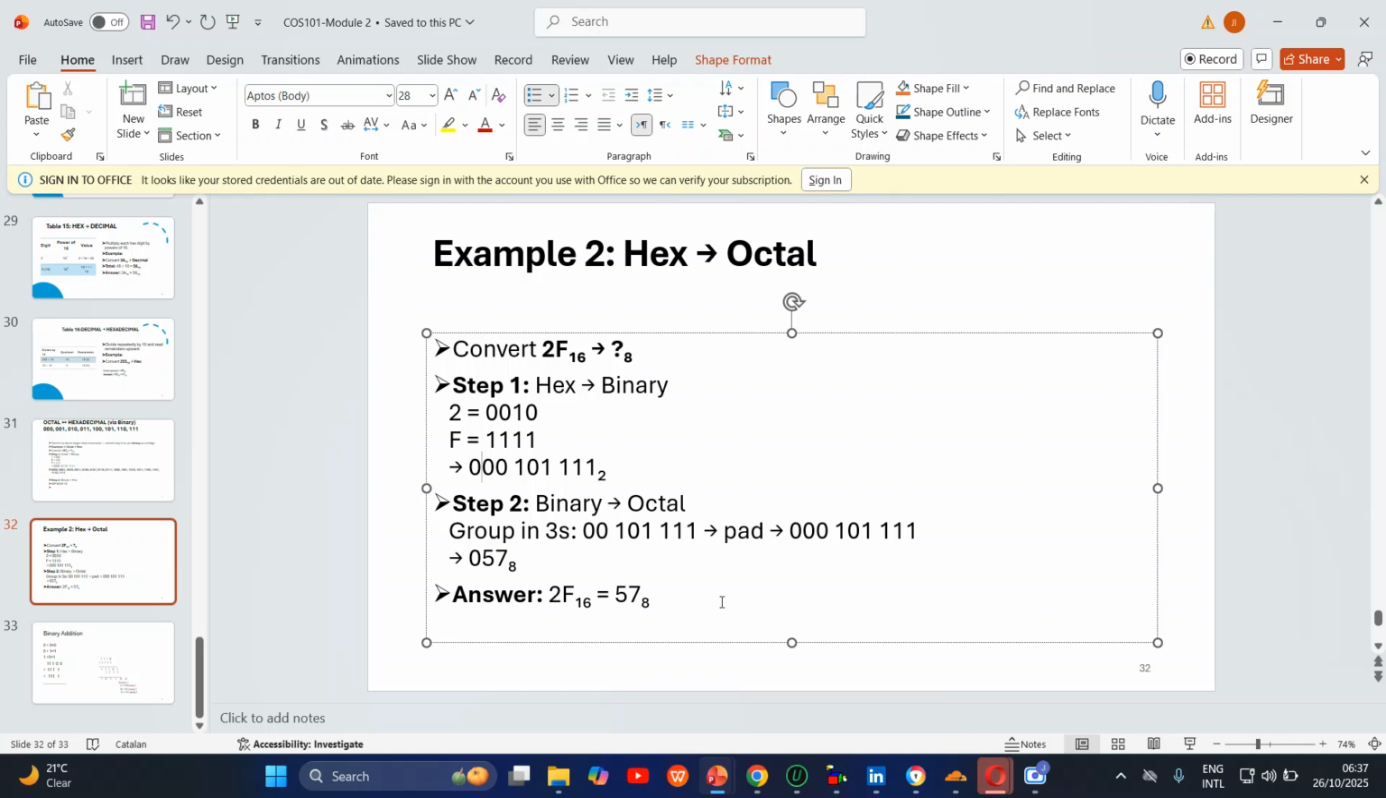57 base 8. So in our next video we're going to be looking at binary addition, subtraction, multiplication, and division, right?